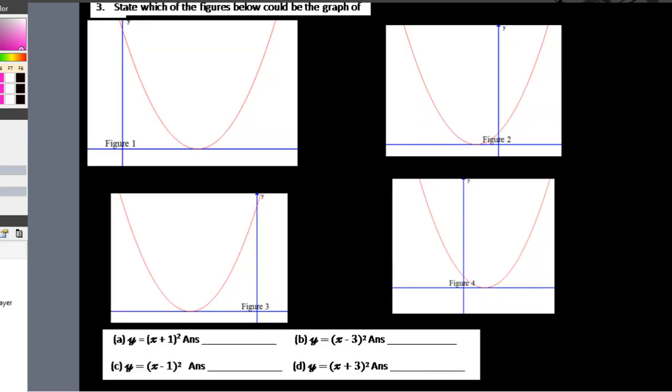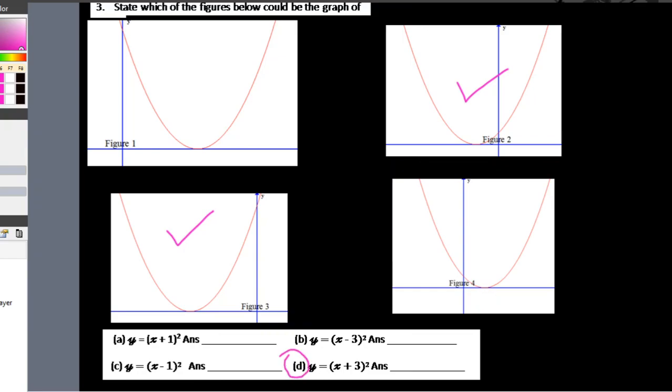Question number 3. State which of the figures below could be the graph of part A, (x + 1) whole square. So the figure will move 1 unit to the left. So it could be this graph or this graph. Which one to choose? Do we have any other equation like this? Yes, we also have part D.